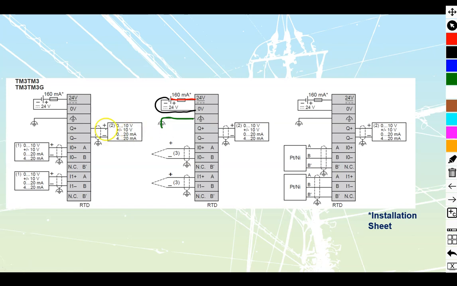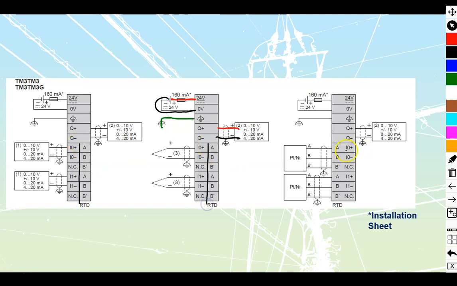Then what we can do is come out of that card, and we see that all three of these are the exact same card, that we are able to take on our Qs, standing for outputs, a positive and a negative out that we can use as 0 to 10, plus or minus 10, 0 to 20, or 4 to 20. You would choose that inside of your programming, what you are planning to utilize this as. You're going to have to go through your configuration and set it up as being a current output or a voltage output.